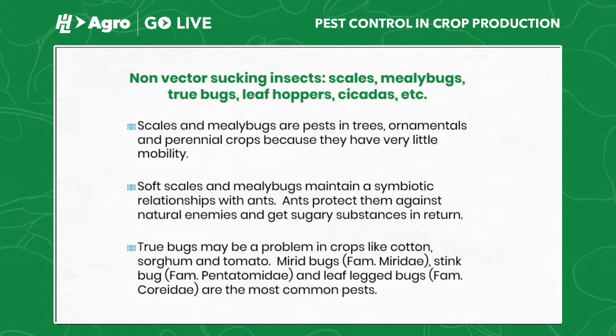Soft scales and mealybugs maintain a symbiotic relationship with ants. Ants protect them against natural enemies and get sugary substances in return, what I was talking about before. So when you want to get rid of soft scales and mealybugs, if you don't get rid of the ants before, you're not going to do much because they're going to bring them back to your crop. Okay. You need to get rid of the ants before you try to control mealybugs and soft scales. And the same goes with aphids and things like that. See, the ants can transport small mealybugs, small aphids to new hosts. You need to be very careful with that.